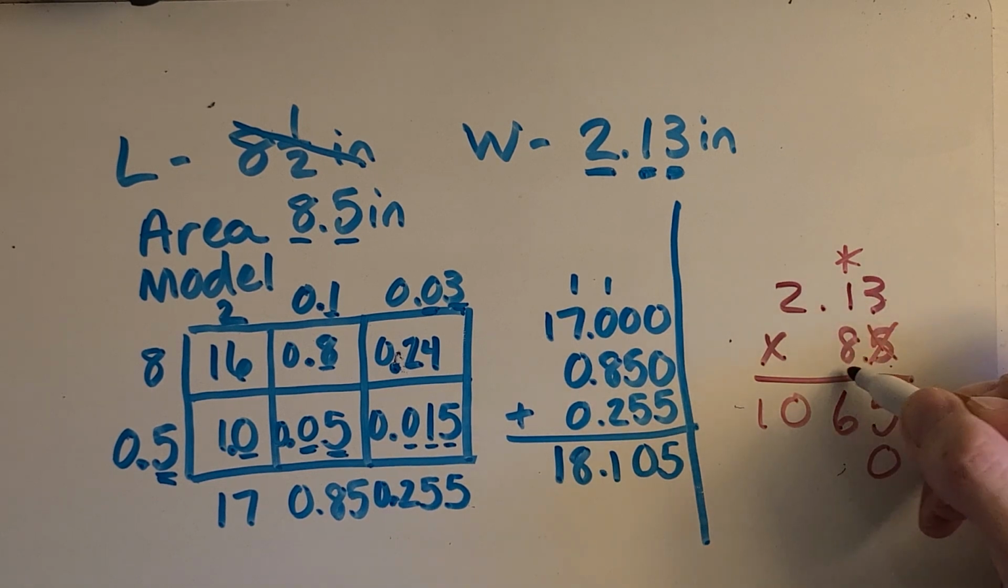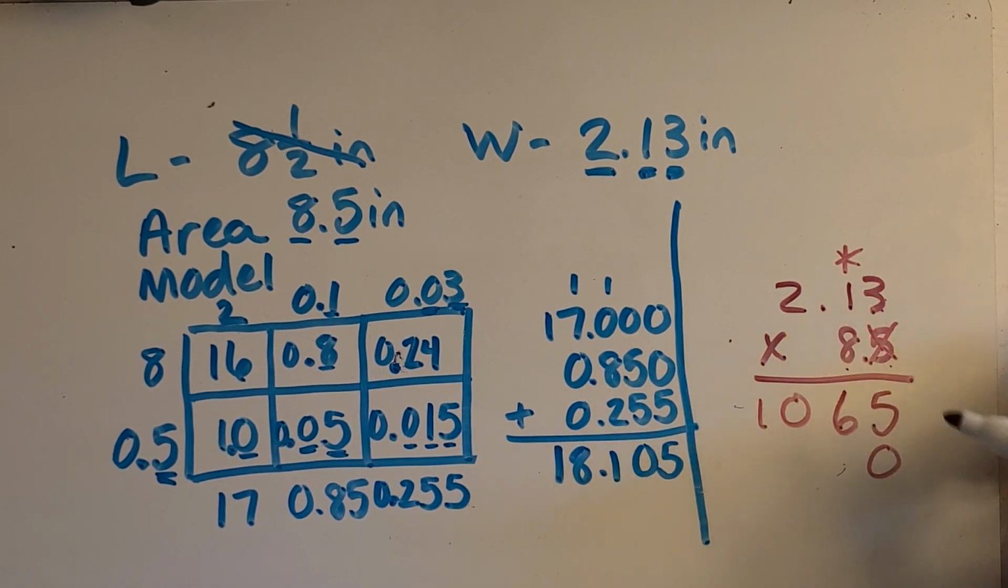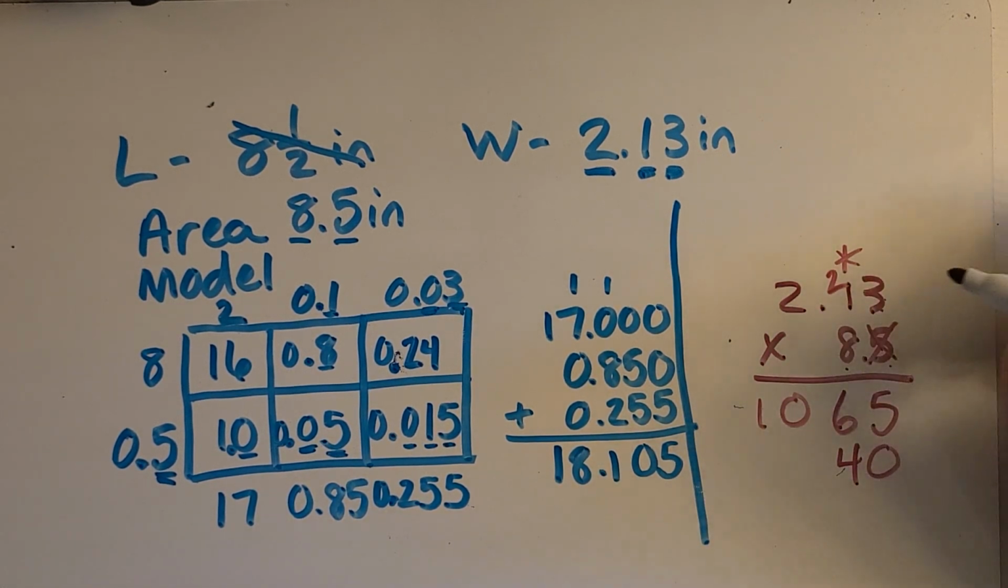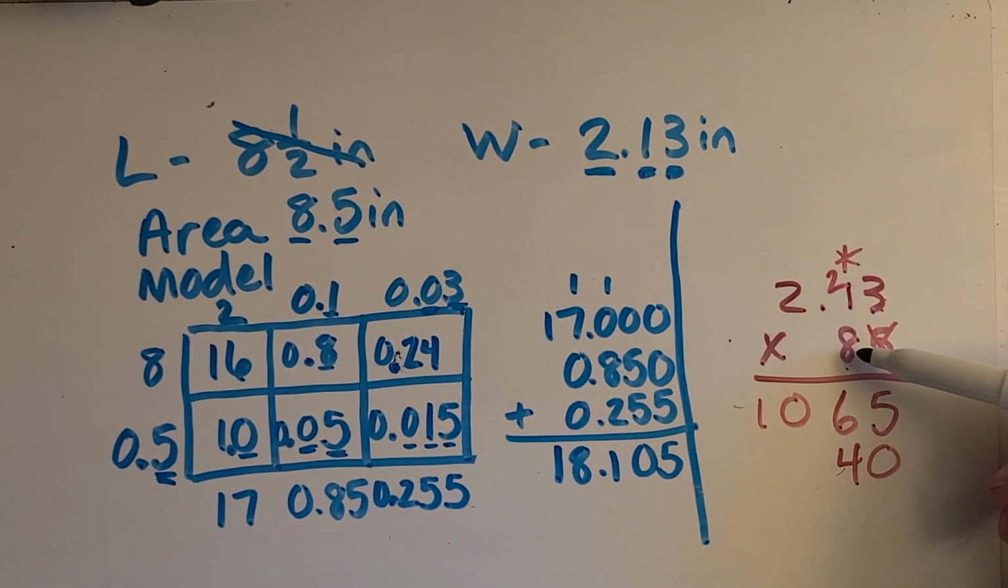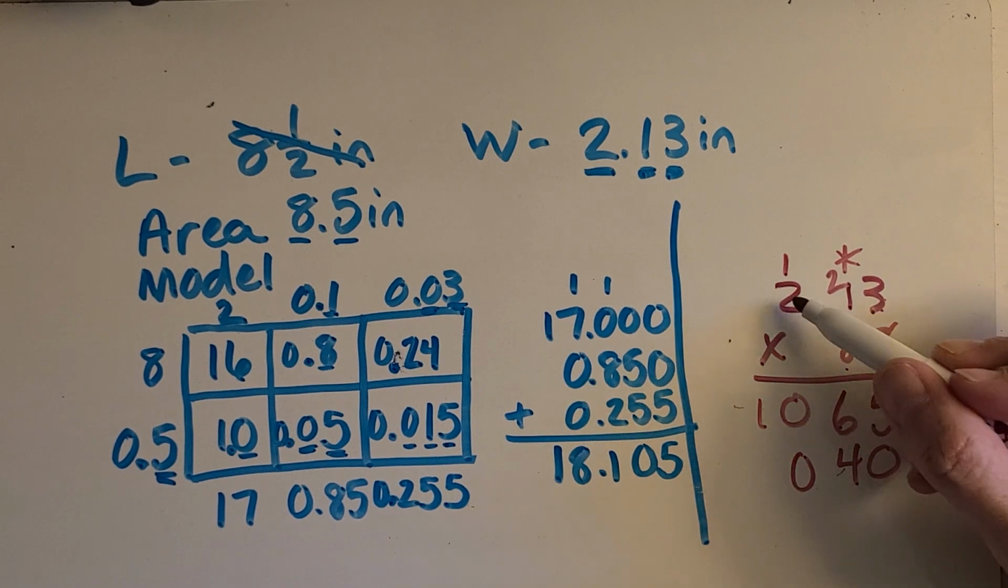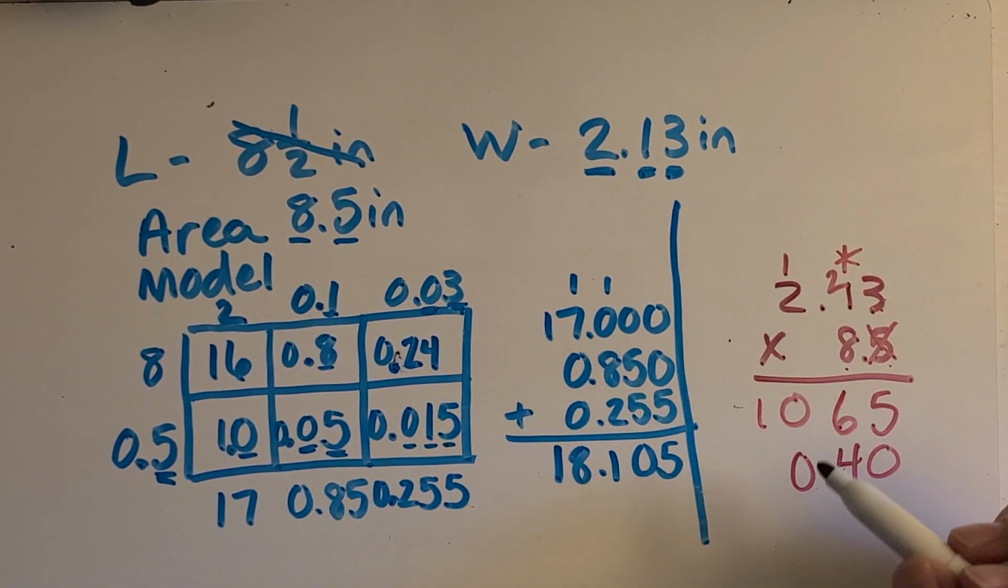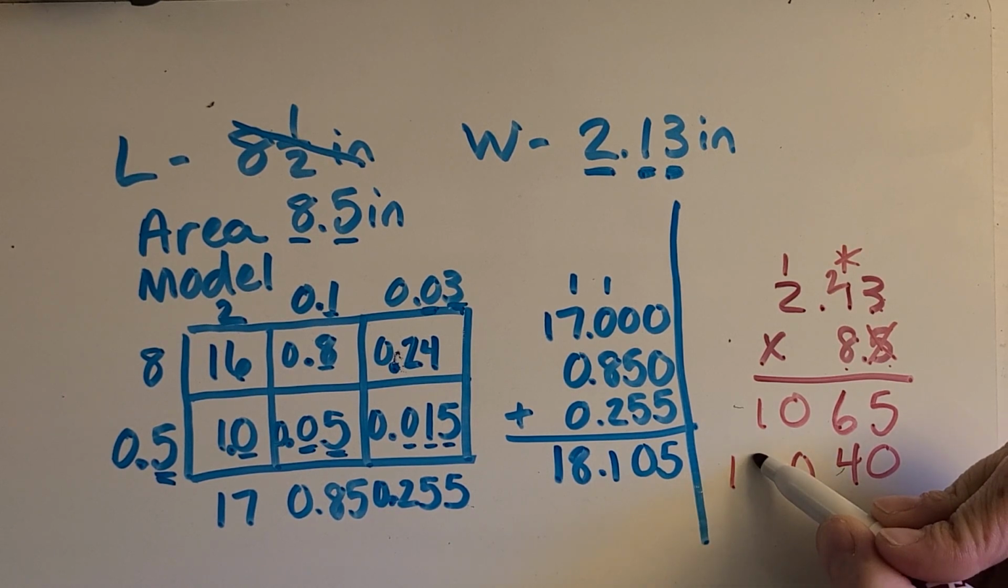So now I do everything times the 8. So 3 times 8, what's 3 times 8? Okay, you got it, 24, and that matches this one right over here. So I'm going to put 24. Okay, and then 1 times 8 is 8, plus the 2 is 10. Regroup. 2 times 8 is 16, plus the 1 is 17.